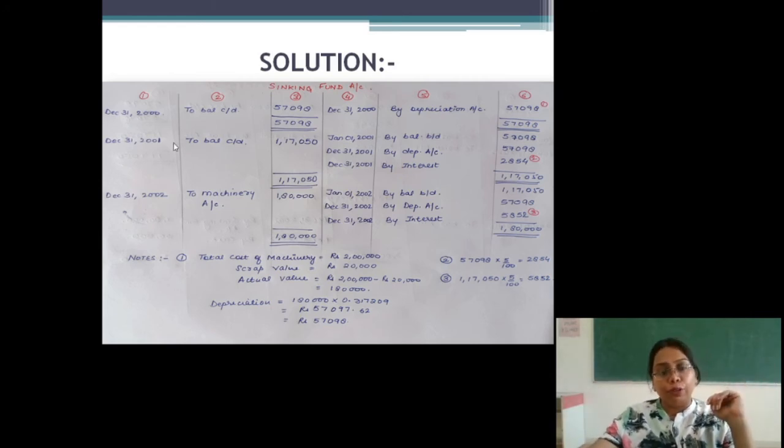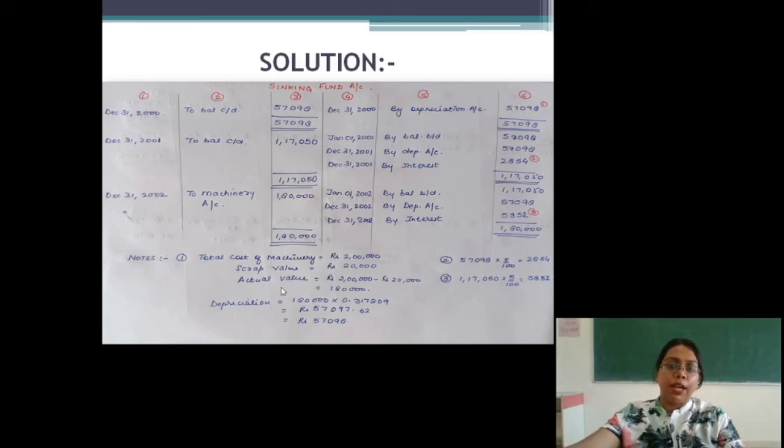Here we'll have 6 columns: first, second, third, fourth, fifth and sixth, like date, particular, amount, date, particular, amount. We'll start the question, but firstly, how will we start the question? We'll have to calculate the amount of depreciation. How will we calculate that? I have written this here.